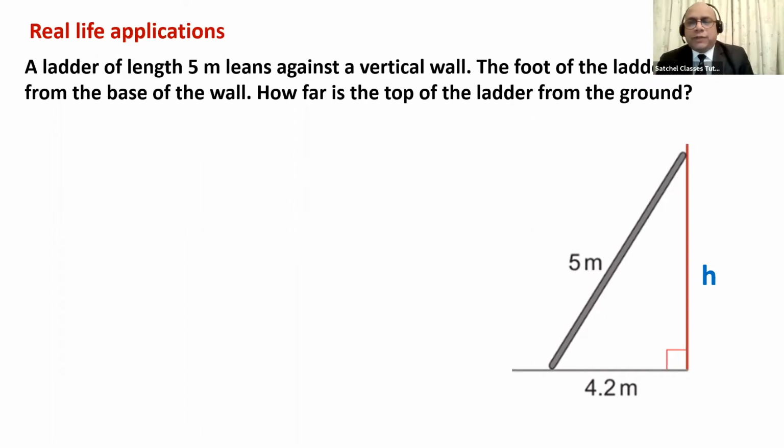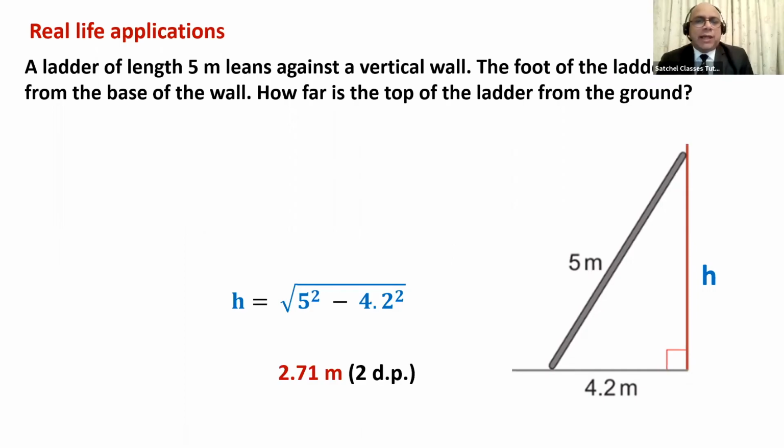Because h is one of the missing sides, one of the perpendicular sides of the right angle triangle. And we know the hypotenuse. We'll use the formula using the minus sign, correct? So h will be given by the square root of 5 squared minus 4.2 squared, which is the same as 2.7 meters rounded to 2 decimal places.